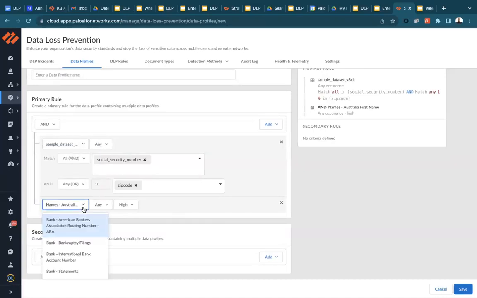The challenge with using patterns like names or addresses is that, in reality, most documents have names and addresses. So if you don't use it with the right level of chaining, such as an EDM data set or a document type, it ends up picking up a lot of documents, because it's not uncommon for names and addresses to be present in many documents.